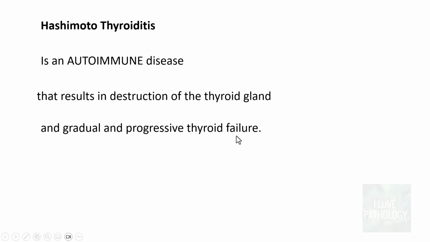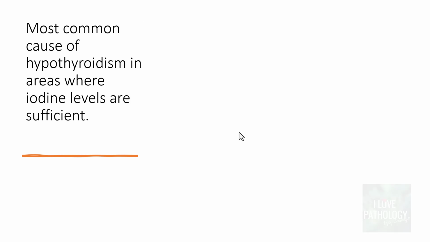So three things you need to understand: that this is an autoimmune disease which results in destruction of the thyroid gland parenchyma, which finally leads to progressive thyroid failure, right? And this is the most common cause of hypothyroidism in areas where iodine levels are sufficient.